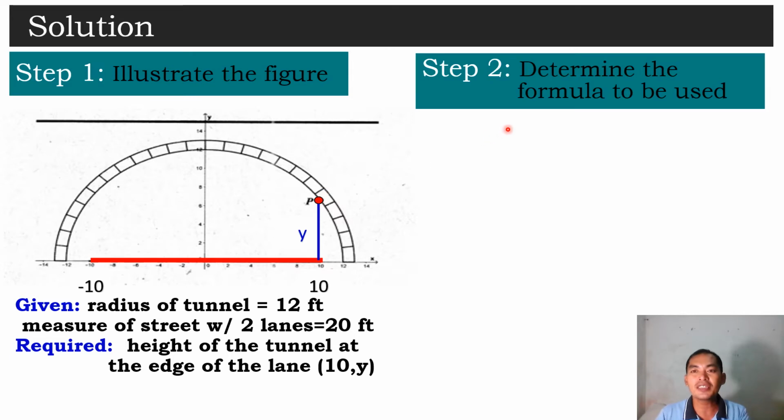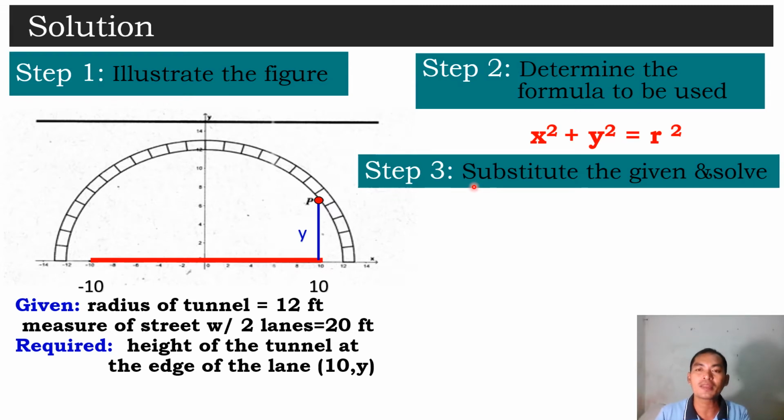Next is, you determine the formula to be used. Mga ganitong situational problem, it's better to use the equation of the circle wherein the center is at the center. So, 0, 0. So, ang gagamitin lang natin ay x squared plus y squared equals r squared. Next step. For the next step, you substitute the given. Ano yung given natin? Yung 10. That's for x. At yung radius. The radius is 12 feet.